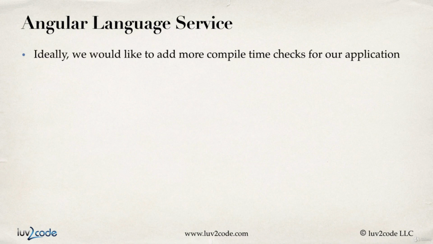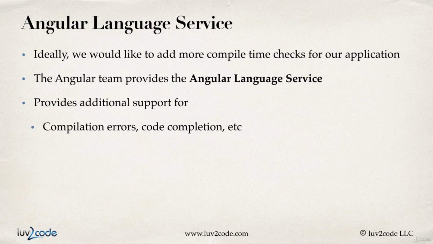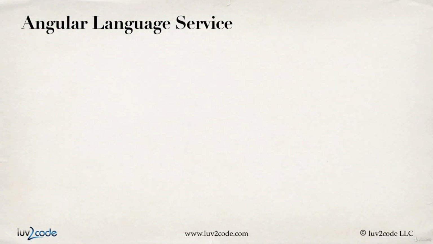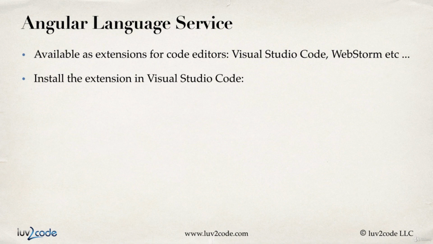Ideally, we'd like to add more compile time checks for our application. So the Angular team provides the Angular language service, and this service provides additional support for compilation errors, code completions, and so on. The link on the slide takes you to the official website for the Angular language service. All right, so a bit more here on the Angular language service. It's available as an extension for code editors like Visual Studio Code, WebStorm, etc. We'll install the extension in Visual Studio Code.